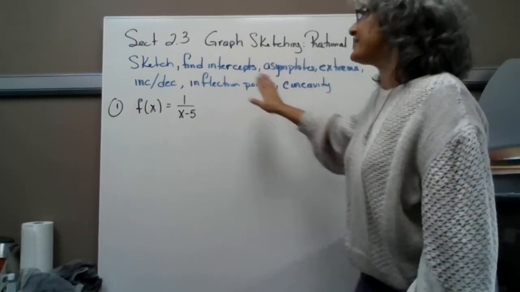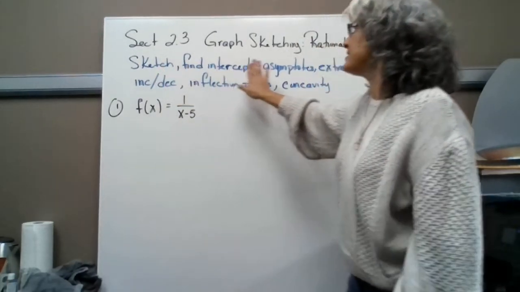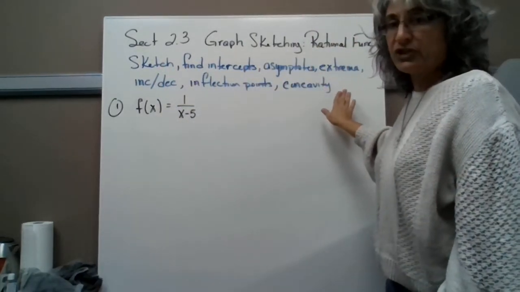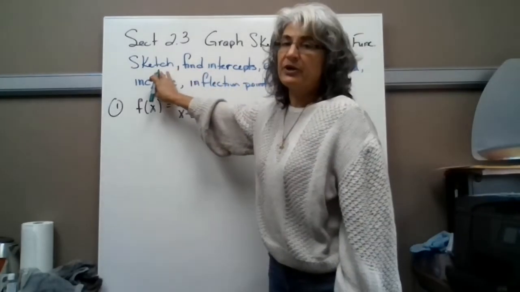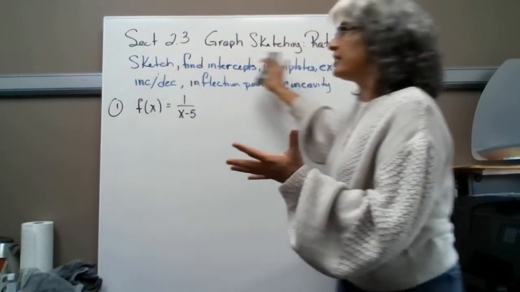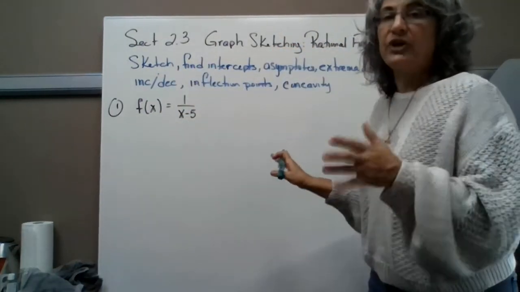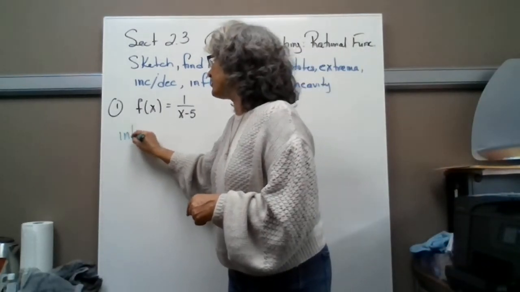So sketching is going to actually be the last thing we do. We're going to take this in order of how they've written the directions. But the sketching part really is going to be last because we can't sketch until we get everything else situated here. So the first thing they want are intercepts. So let's take care of that first.